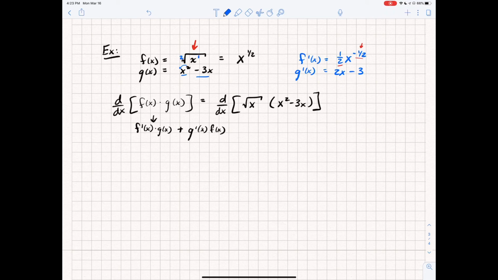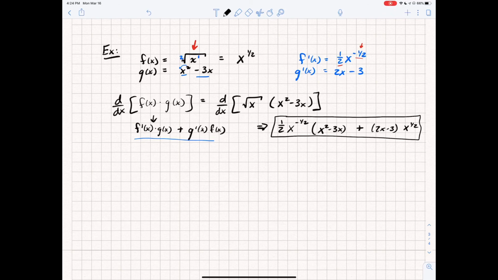And so since I have all the pieces now, then I just need to follow the appropriate rule. So for product rule, my derivative will be f prime, which is 1/2 x to the negative 1/2, times g, which is x squared minus 3x, plus g prime, which is 2x minus 3, times f, which is x to the 1/2, or square root of x. Either one is fine, and here is my derivative using the product rule.